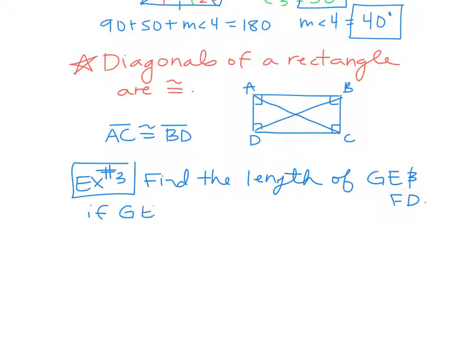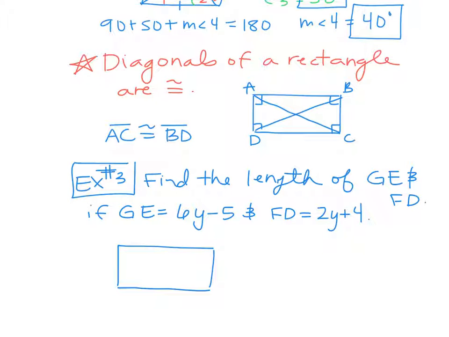If GE is 6y minus 5 and FD is 2y plus 4. Okay, right now you don't technically even need a picture of this if they had told you those were diagonals of a rectangle. Technically the wording doesn't say that they're the diagonals of a rectangle, so I will draw you a picture just so you see it. But because we know diagonals of a rectangle are congruent, if you know those are diagonals, you don't need a picture to work from.